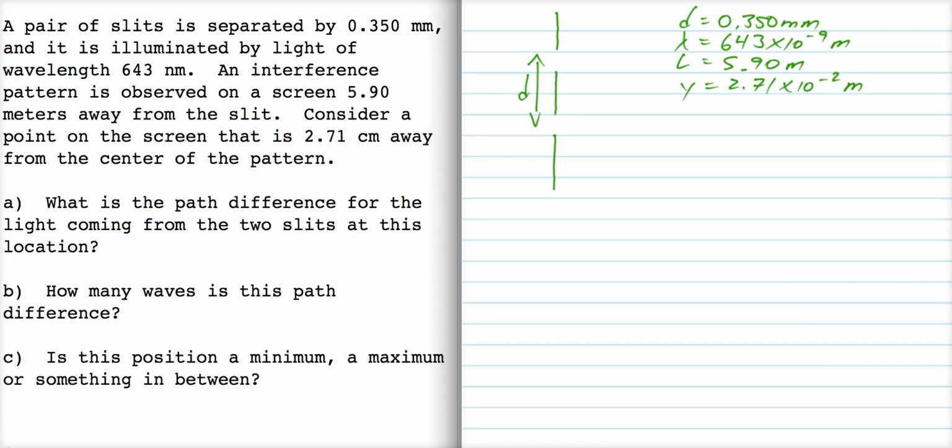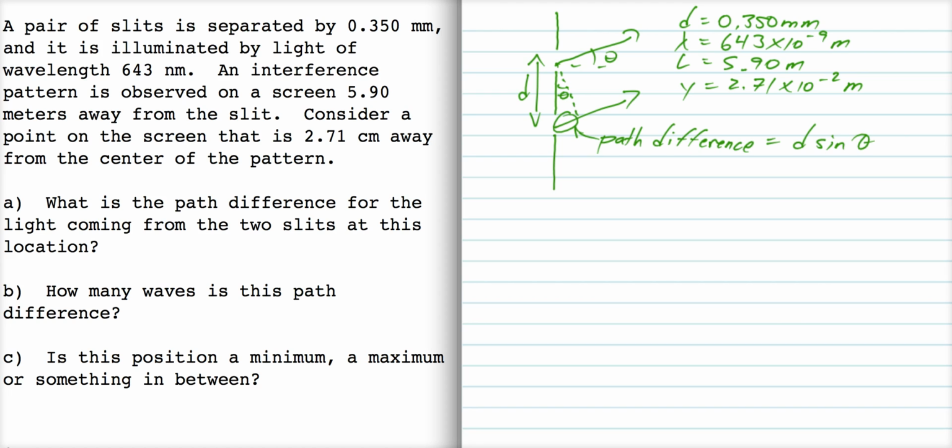So we need to know what's the path difference for the two slits at this location. Well, these light rays from these two slits go off toward that distant wall, and this is the path difference right here between them. And we know that where they go off at an angle theta, this angle also is theta, the path difference is d sine theta.